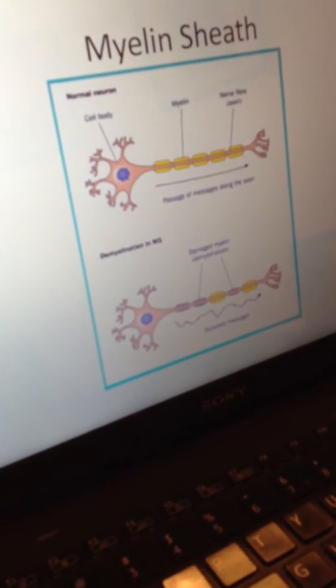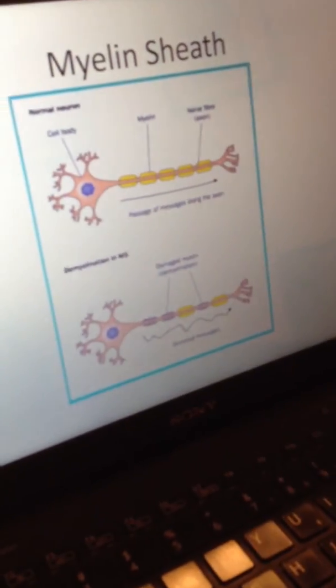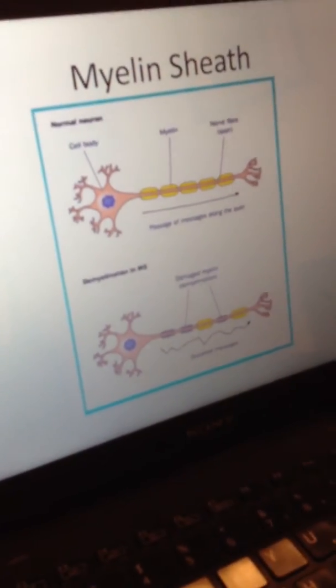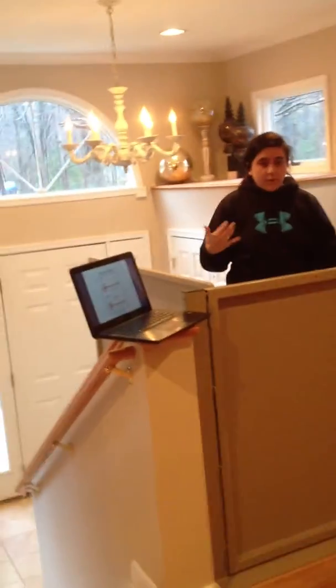And you see that the myelin sheath is missing from there because the body has attacked and destroyed the myelin sheath. As a result, you get distorted nerve messages between your body parts, so you could lose the ability to walk and other functions. So that's the myelin sheath.